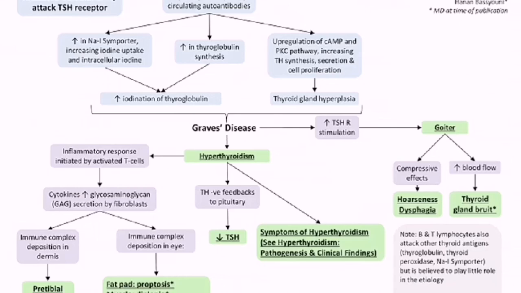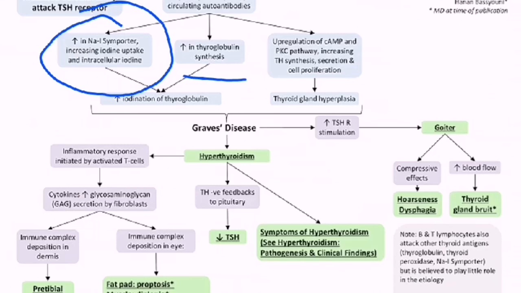Then they have increased the sodium iodide transporter, increased the iodine uptake and intracellular iodine. You can see here. Okay. And increased thyroglobulin synthesis and upregulation of the cAMP and PKC pathway, increasing the hormone synthesis, secretion, and cell proliferation. Now you can see here the continuous stimulation of thyrotropin receptor by circulating autoantibodies.